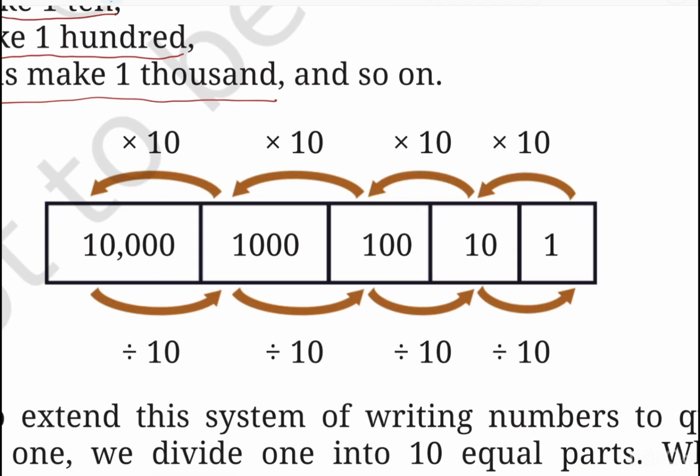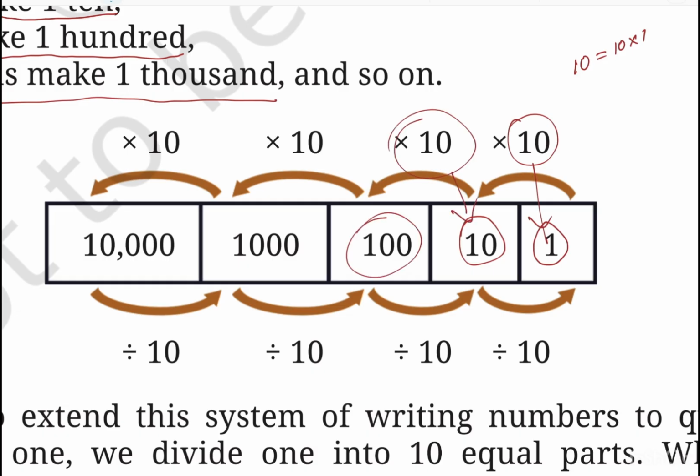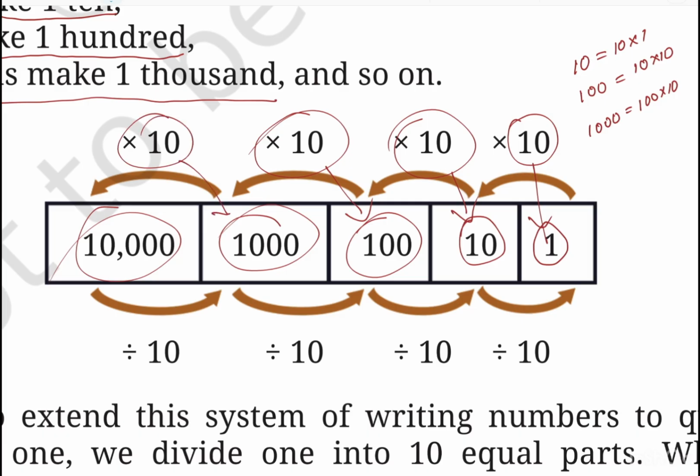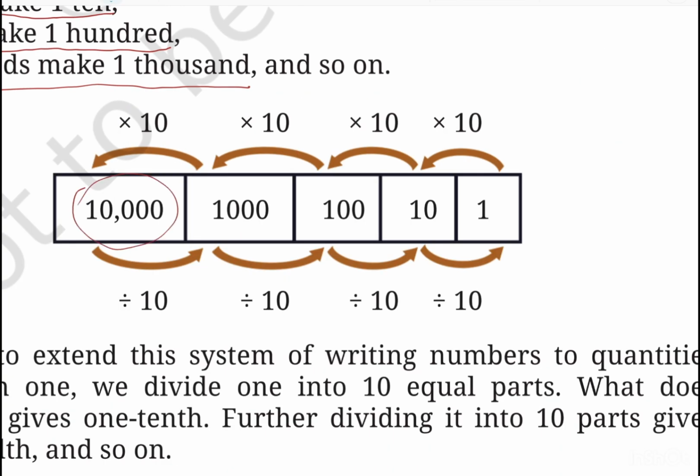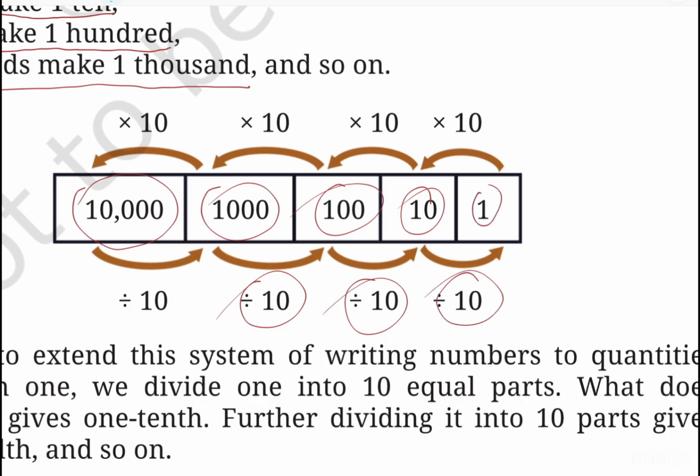We can see that 10 is 10 times 1, and 100 is 10 times 10, and 1000 is 10 times 100, and 10,000 is 10 times thousand. When 10,000 is divided by 10, we get 1000, and again divided by 10 we get 100, divided by 10 we get 10, and divided by 10 we get 1.